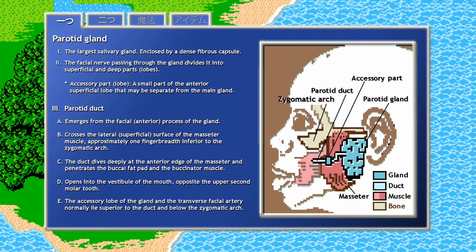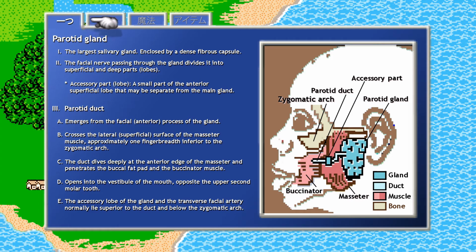As the duct reaches the anterior edge of the masseter, it takes a deep dive at the front edge of the masseter, penetrates the buccinator muscle, and finally drains into the mouth, opposite the upper second molar tooth. And if you probe with your tongue along the lining of your cheek, opposite the second upper molar tooth, you can oftentimes feel a little nodule or a little irregularity in the lining of the cheek, and that is the opening of the parotid duct at that point.